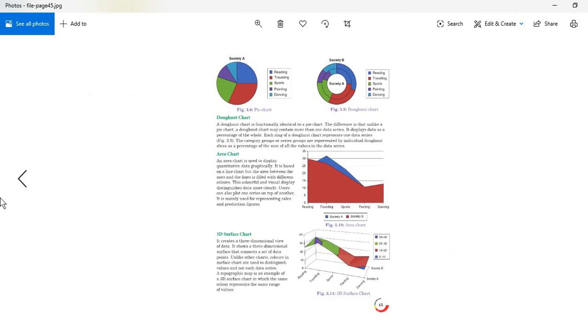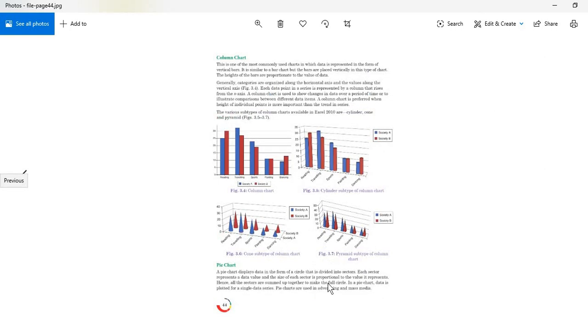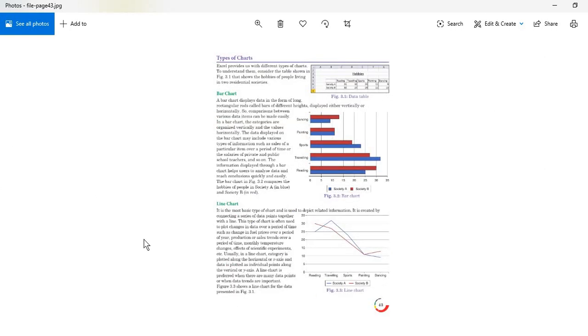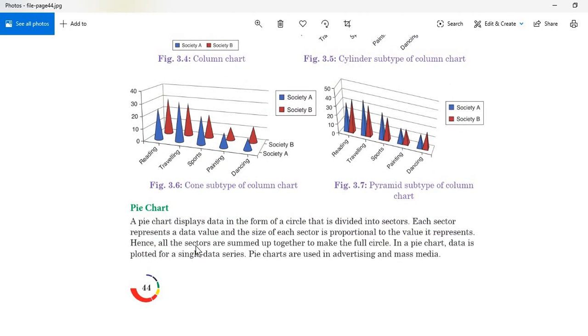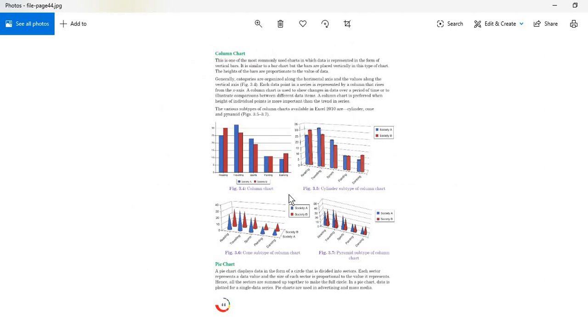So একটু problem হয় other than compared to bar charts or maybe আরেকটা যেটা পড়লাম আমরা, that is line chart, but still খুব সুন্দর use হয় if you know it. Now hence all the sectors are summed up together to make it a full circle. In a pie chart, data is plotted for a single data series. Pie charts are used in advertising and mass media.